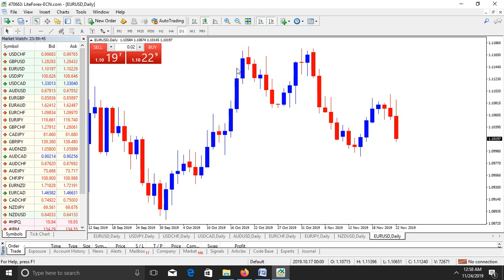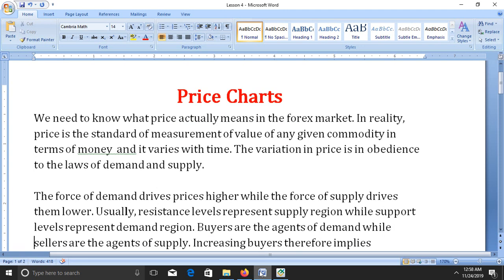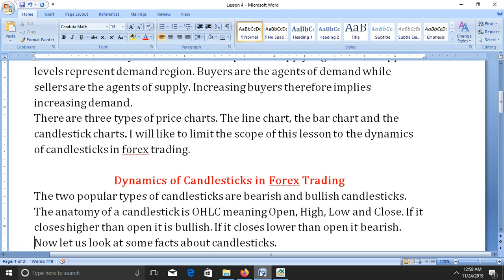And then you can see this high here and the low here. So anytime you look at the candle, you see its open, high, low, and close. That's the major anatomy of a candle. Now we talk about what drives the market and the anatomy.